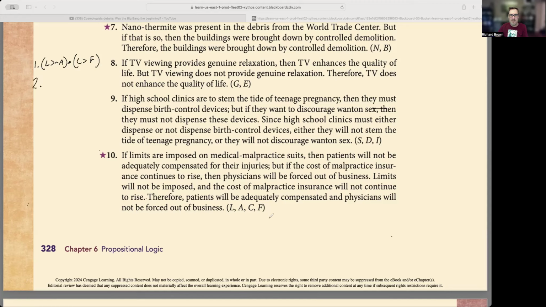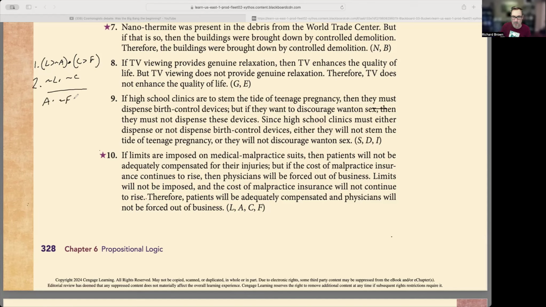So we'll see what the second premise says. It says limits will not be imposed and the cost of malpractice will not continue to rise. So that's tilde L and tilde C. And the conclusion is therefore, patients will be adequately compensated and physicians will not be forced out of business.